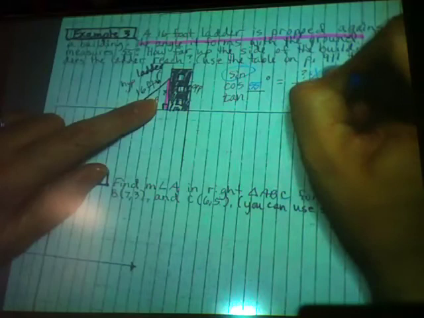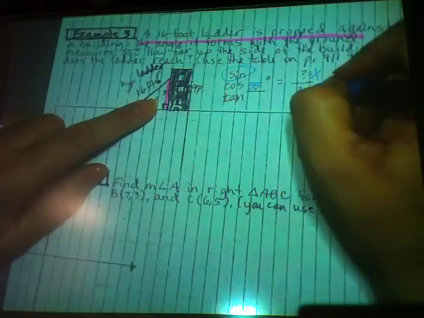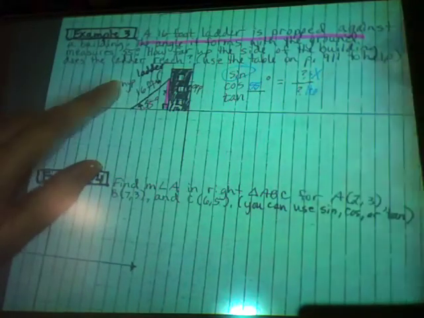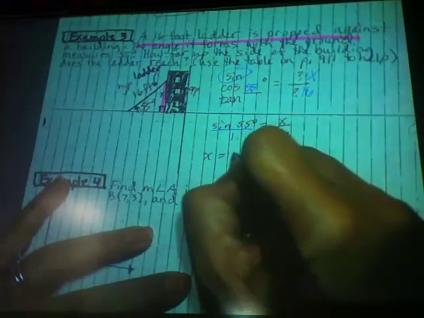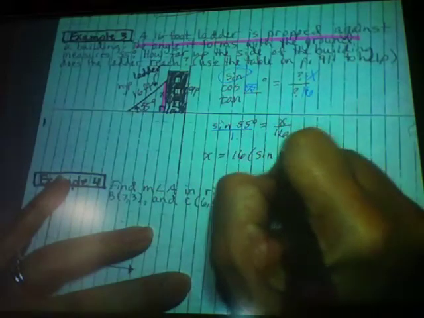Do I know my degrees? 55, right? What is the side opposite of my degree? What do we name it? X. So you're going to put an X there. And then what's my hypotenuse? 16. So my equation to solve is sine of 55 degrees equals X over 16. Here's how you're going to solve it. Put a 1 over this and make it into a proportion. Can't we cross multiply? Don't we have X equals 16 times the sine of 55 degrees.